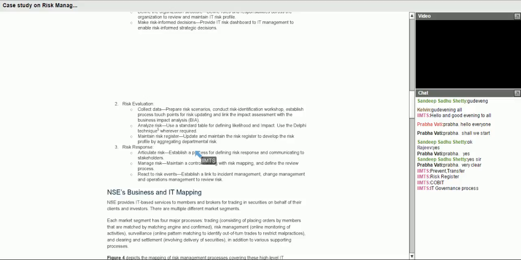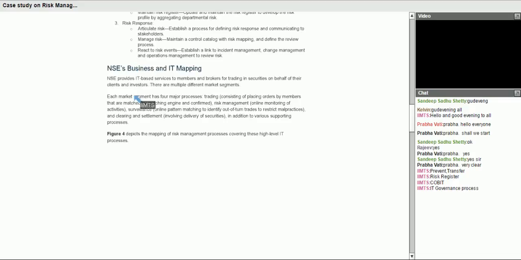Then risk response, you articulate risk, that means you establish a process for defining risk response and communicating to stakeholders. Second, you manage risk, maintain a control catalog with risk mapping and define the review process. Third, you react to risk events, establish a link to incident management, change management and operations management to review risk.